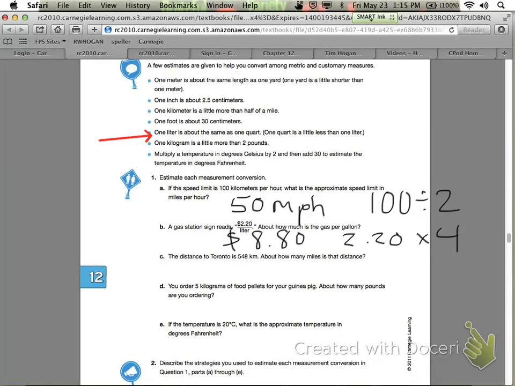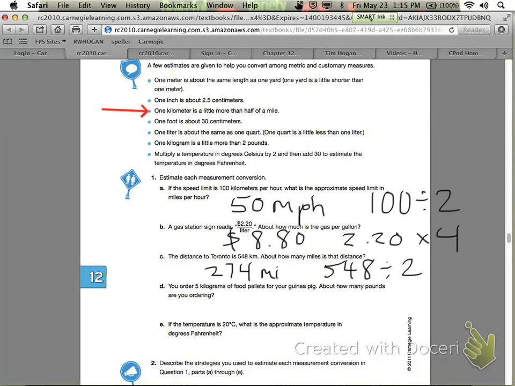If we take a look at letter B, it says a gas station sign reads $2.20 per liter. About how much is the gas per gallon? If we look at that fifth bullet point with the estimate, it says 1 liter is about the same as 1 quart. Remember, there's 4 quarts in a gallon, so if we took 220 times 4, we would get $8.80 for letter B.